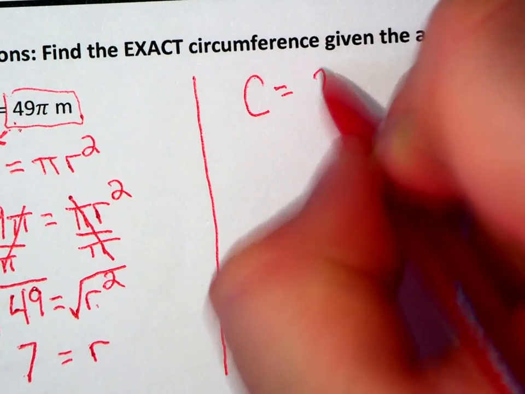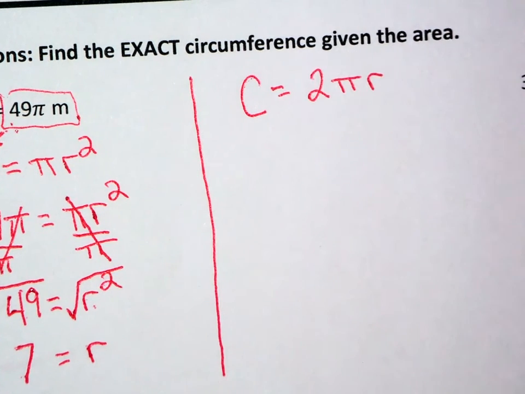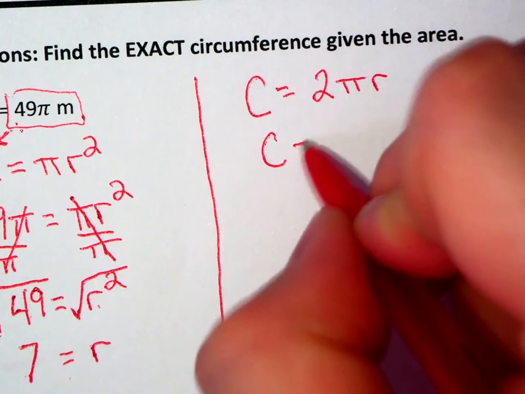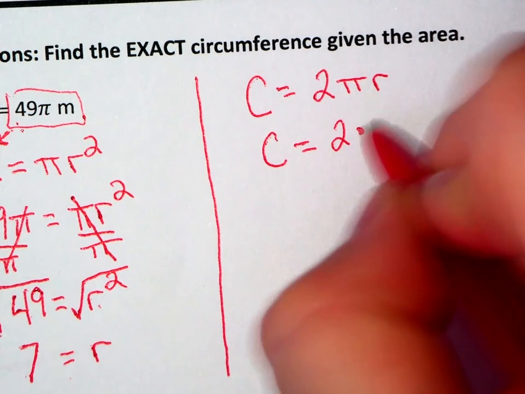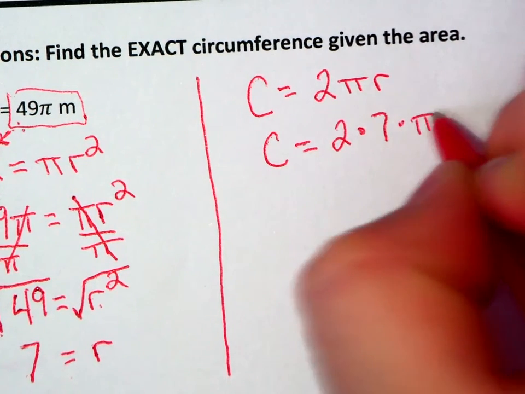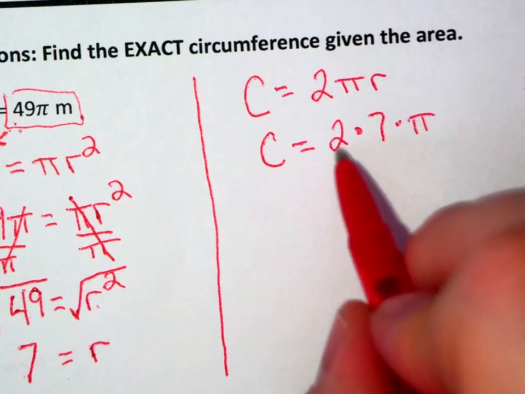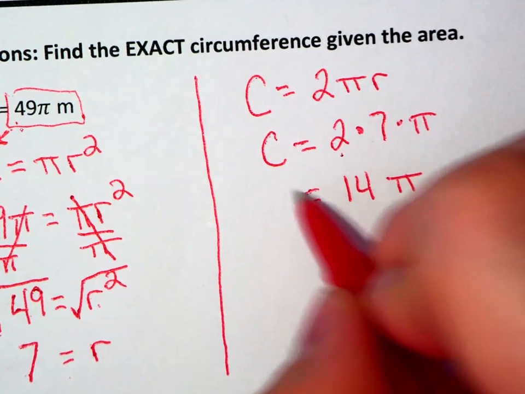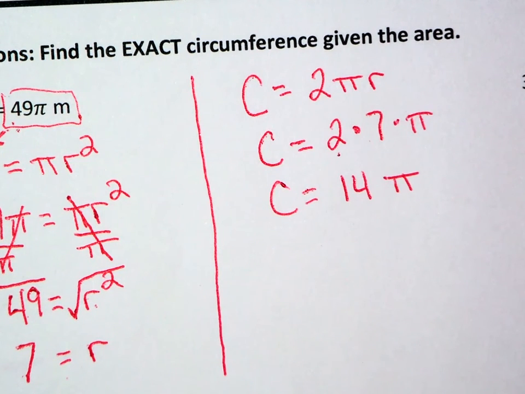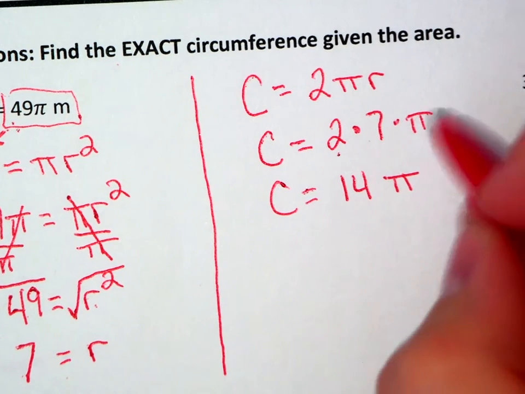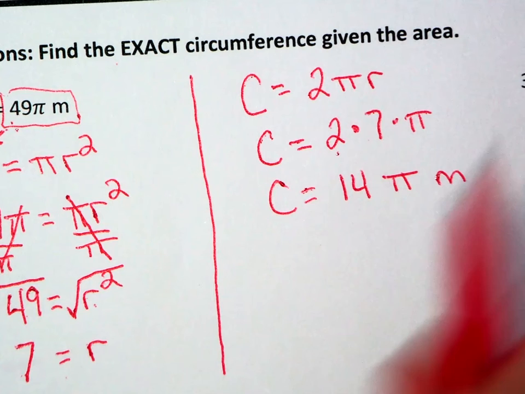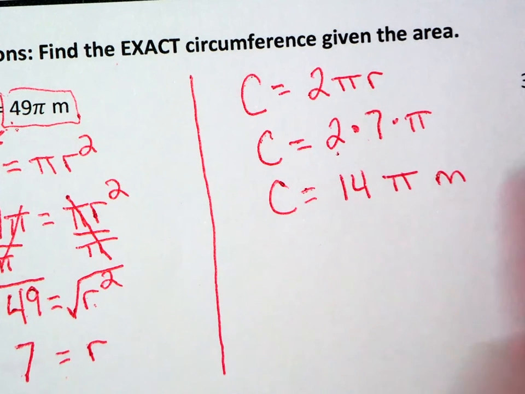Circumference equals 2 pi r. We just said that our r equals 7, so my circumference equals 2 times 7 times pi. 2 times 7 is 14 pi. Our question asked for me to find the exact circumference, so I don't need to do anything more with this problem than what we have just done, because I have determined that the exact circumference is 14 pi meters.